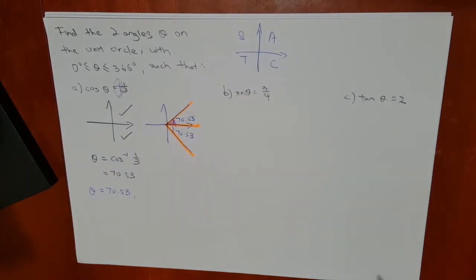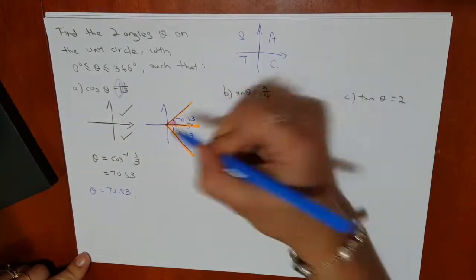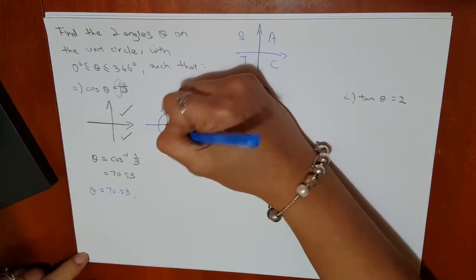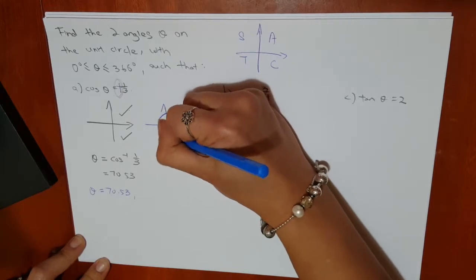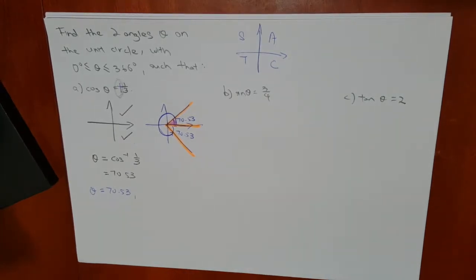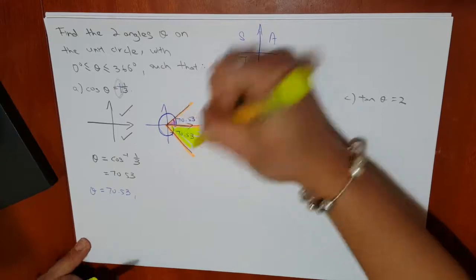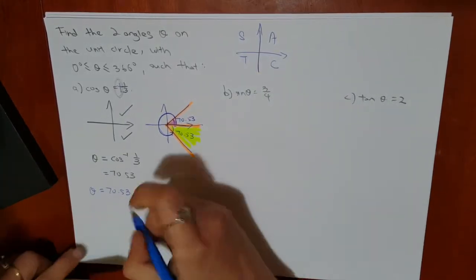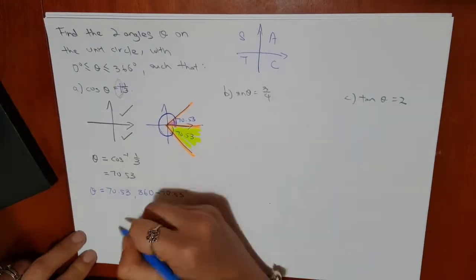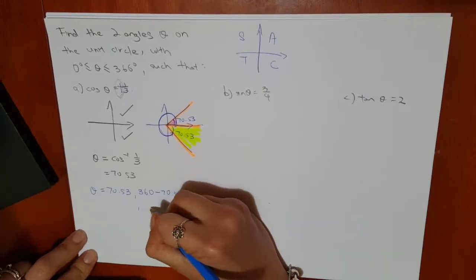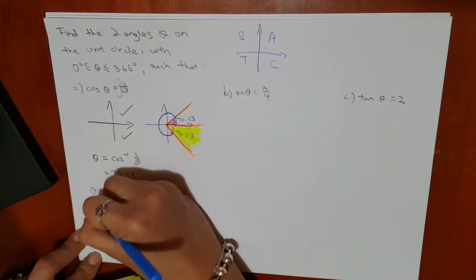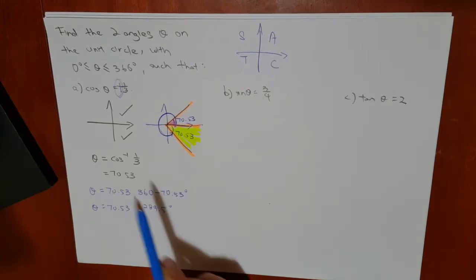What about the other value of theta? We need to again start from here and spin until we reach the next line, which is here. How do we get this big angle? We need to use 360 to take away the unwanted angle. Let me mark this as the unwanted thing that we don't want. So we do 360 take away 70.53. What do we get? We get 289.5, and this is still 70.53. So that's the answer for the first question.